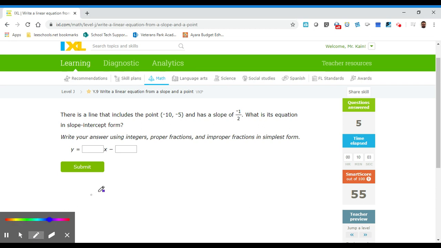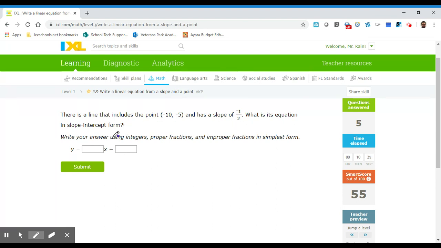All right, when you get to the next level, they start to add things like negatives and they add fractions. So again, this is write a linear equation from a slope and a point. This is VKP. And we have to write the equation in slope-intercept form when given a point and the slope.